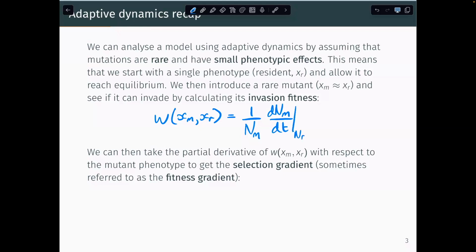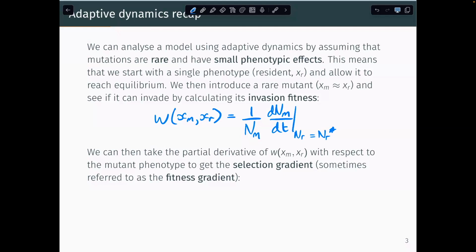So the model we met before looks something like this. We're evaluating this when our resident population is at its equilibrium. Sometimes we don't write that down because it's implied. Okay, so that's our invasion fitness. That's our stage one. Think of this as a bit like a recipe.